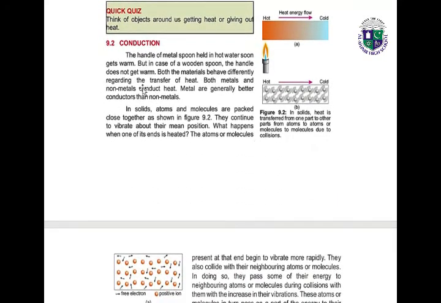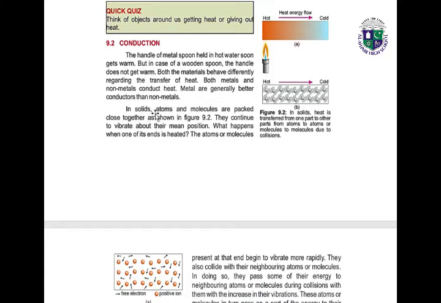What is conduction, students? The handle of a metal spoon held in hot water soon gets warm, but in case of a wooden spoon the handle does not get warm. Why is it so? Because both the materials behave differently regarding the transfer of heat. Both metals and non-metals conduct heat. Metals are generally better conductors than non-metals.